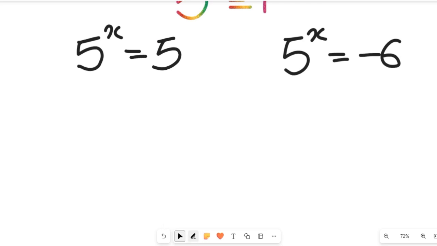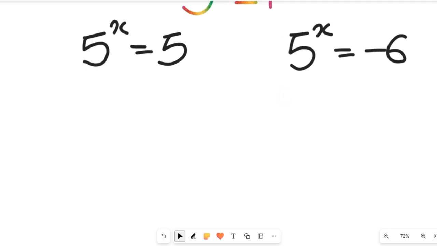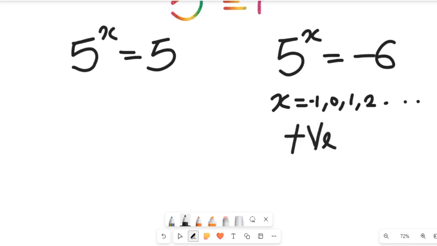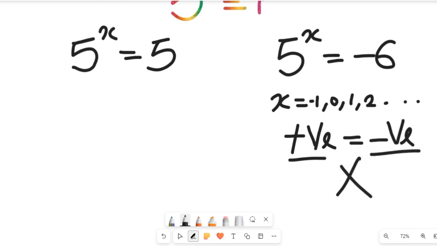If we simplify these two parts, if we put values of x, like negative 1, 0, 1, 2, and so on, you find out that the value of 5 to the power of x will always give you a positive value, right? While on this side, this will always remain a negative value. Now, mathematically, positive cannot be equal to negative, and as such, we reject this solution. So we work with only this.